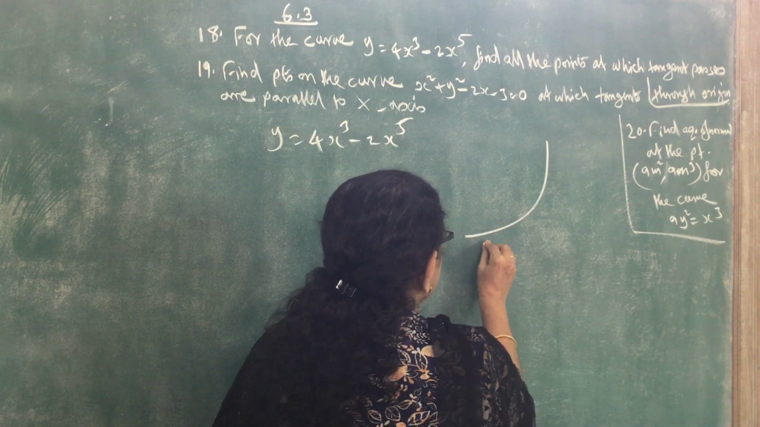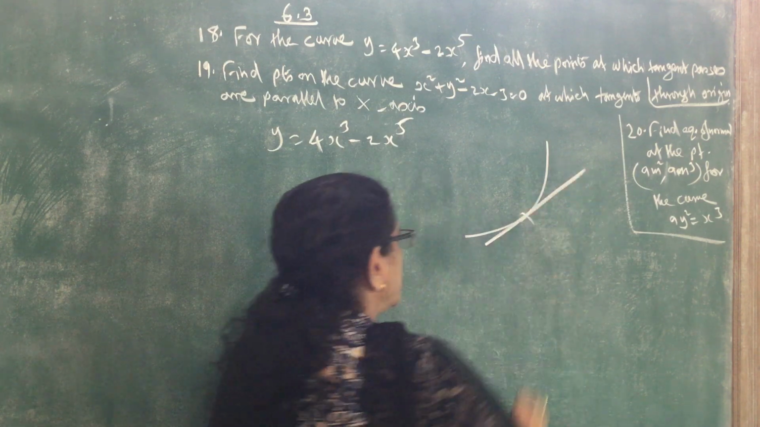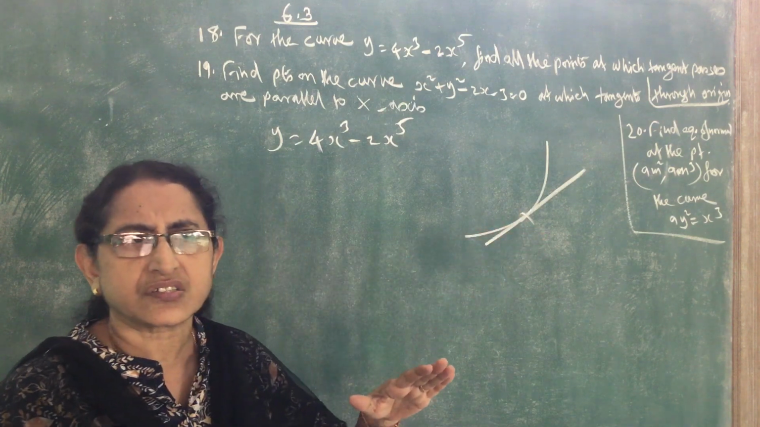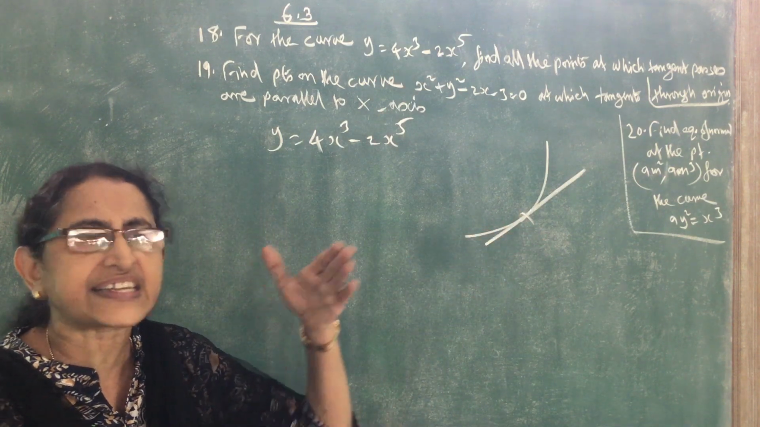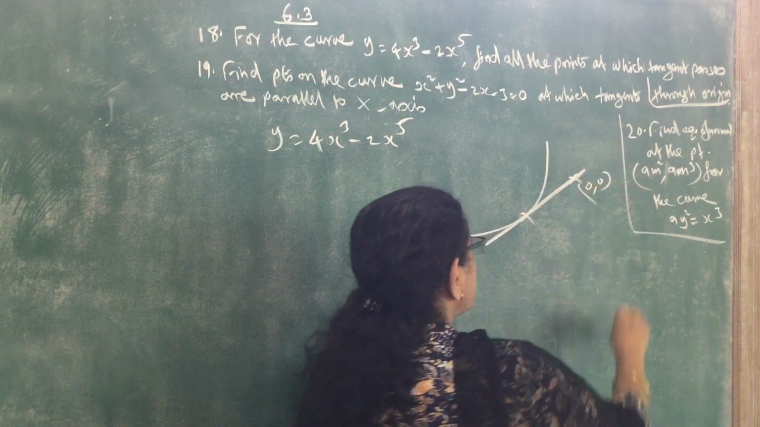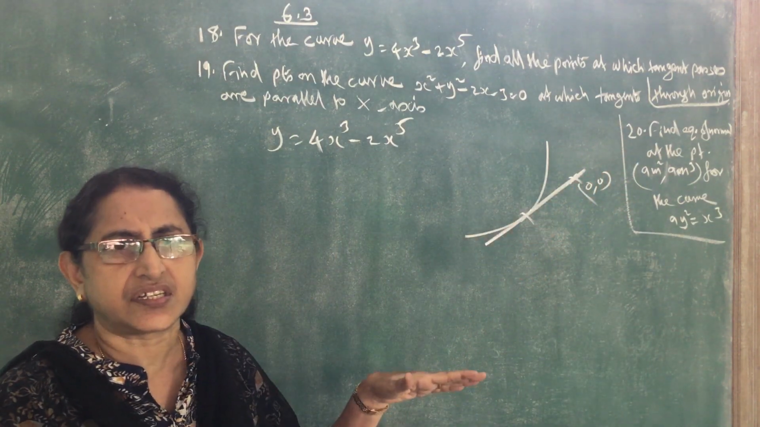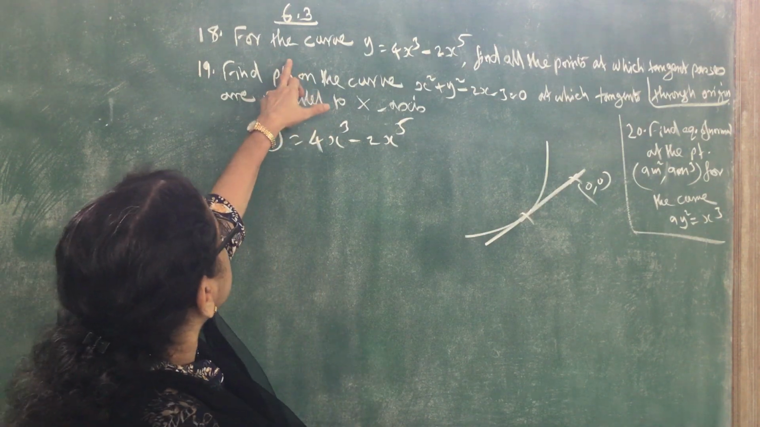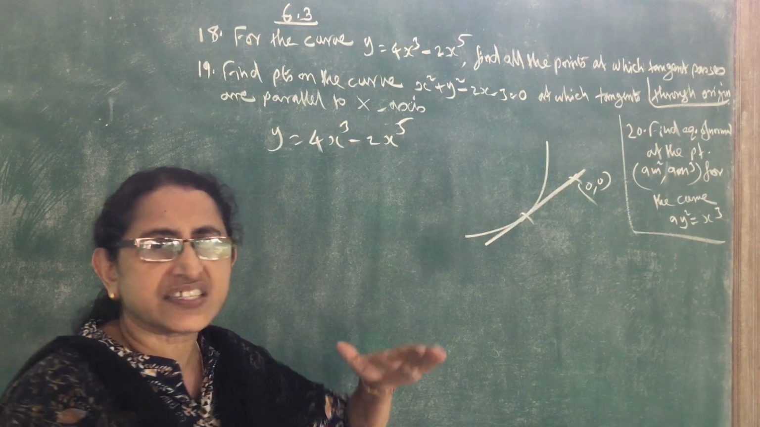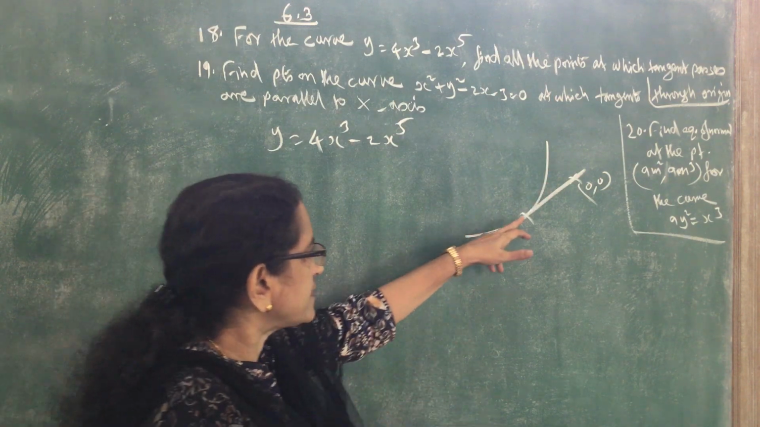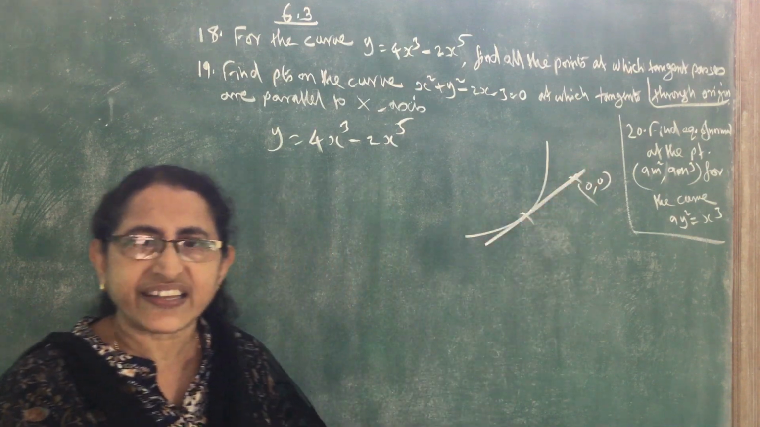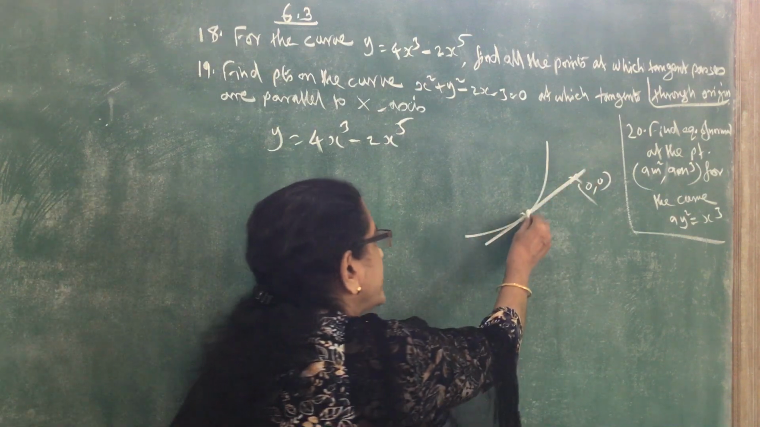Suppose this is the tangent at this point. Given that the tangent to the curve passes through the origin, the origin is some point on the tangent. So 0, 0 is a point on the tangent. That is what is given. So we have to find all the points at which the tangent passes through the origin. Suppose at this point of the curve, the tangent passes through the origin. Satisfying that, we can find the points on the curve.